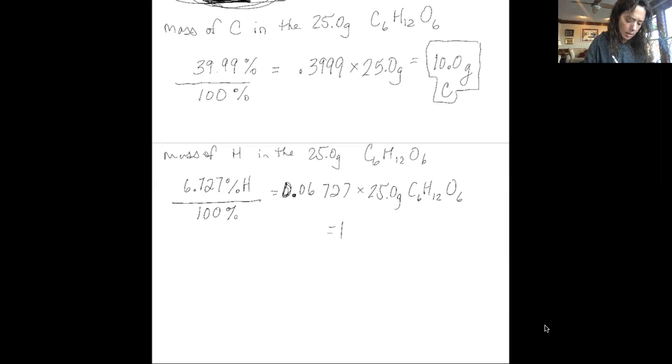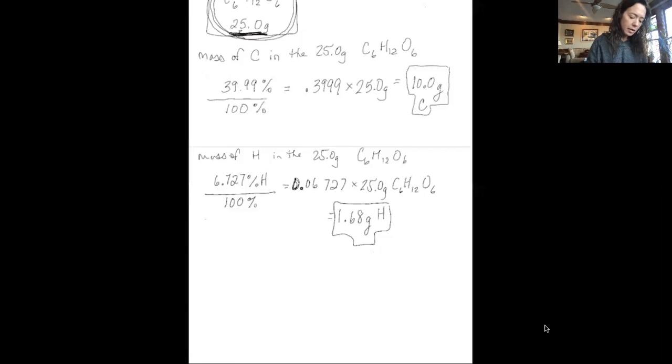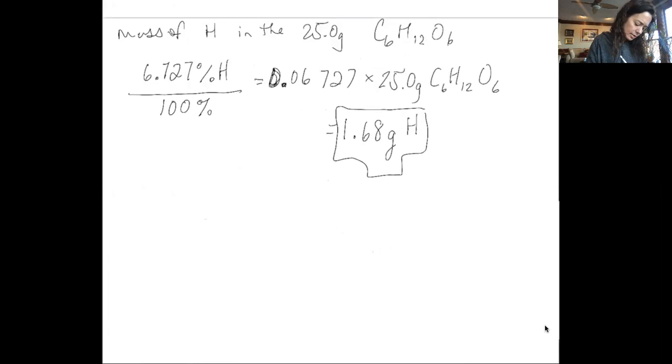All right, always label your answers. What is this 1.68? It is 1.68 grams of what? Grams of hydrogen in the 25 gram sample. All right, let's do the last one, and that would be the mass of oxygen in the 25.0 gram sample.